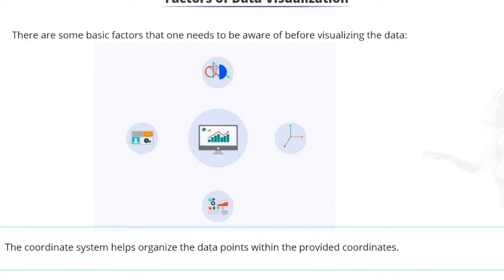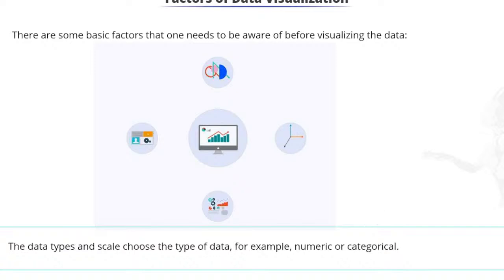The coordination system helps to organize the data points within the provided coordinates. In this case, it is talking about the x-axis and the y-axis, and if required, the z-axis. So up to 3-dimensional you can do the visualization, and after that it is not possible.